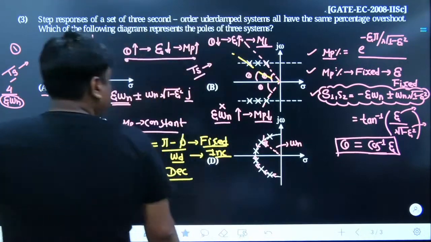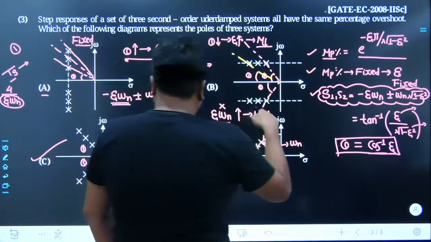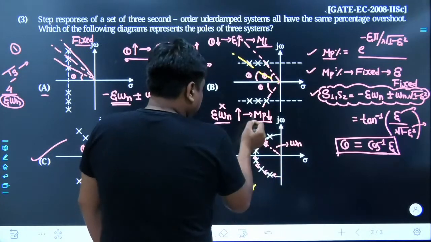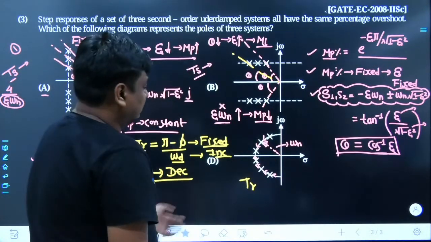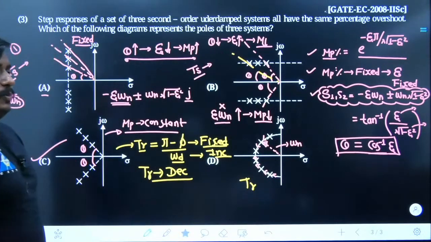Agreed? So till this point I don't find any student having any doubt. Let me take the next thing. What would be the effect over the Tr, the way the poles are shrinking and trying to merge at the real axis? What would be the effect over the Tr?